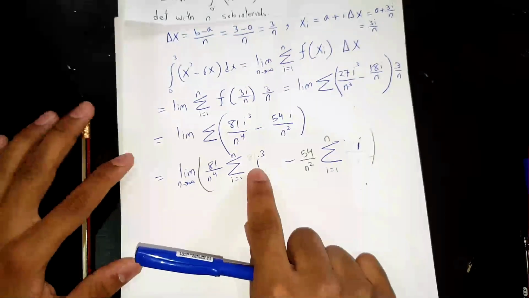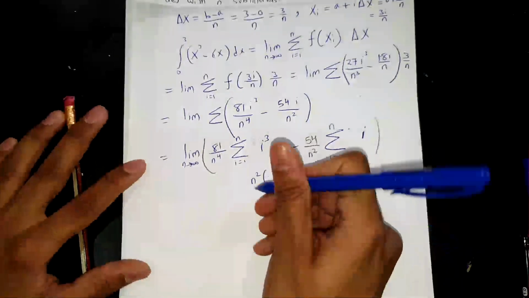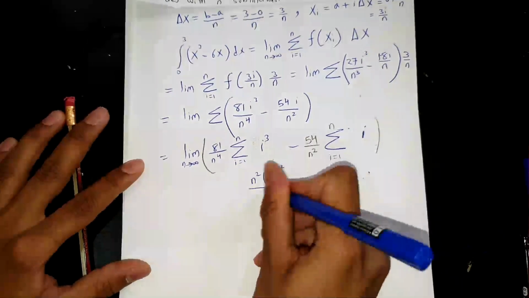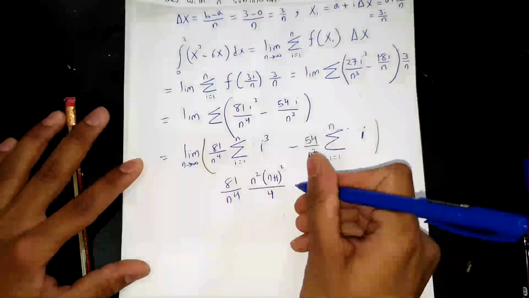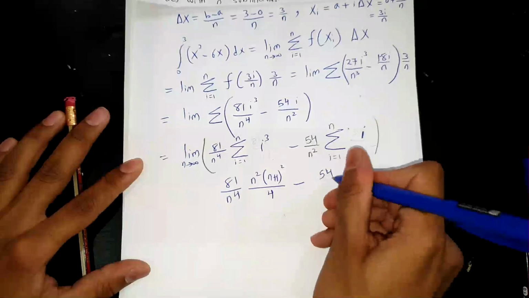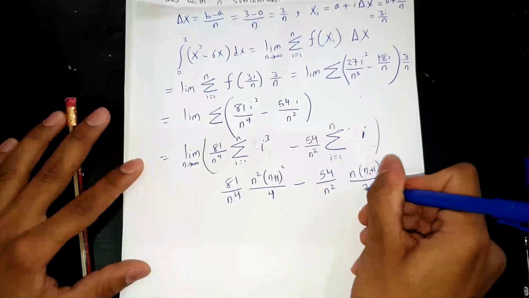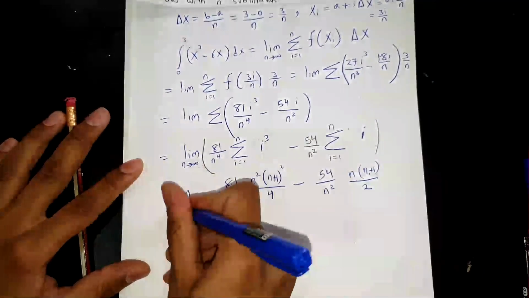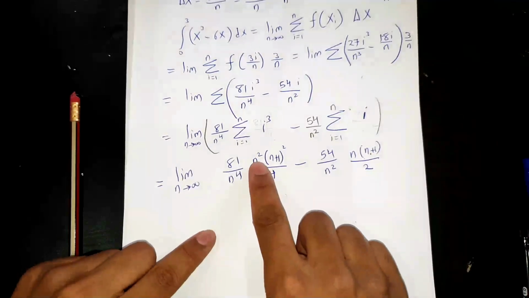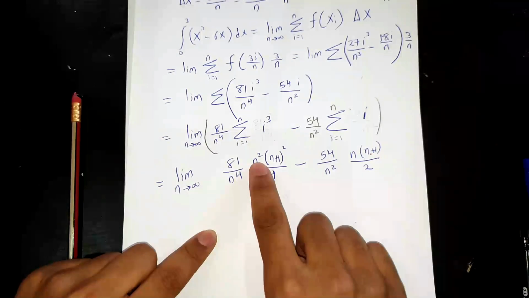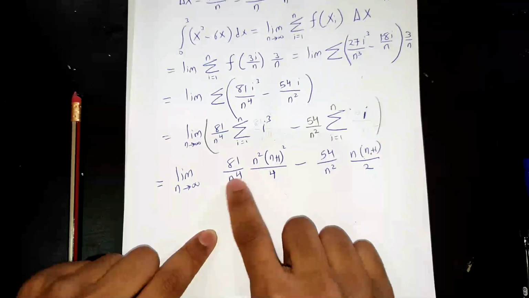Now, summation of i cubed, it has a formula, right? Which was what? n squared times n plus 1 squared, check this in the note, over 4. Do not forget 81 over n to the power 4. Minus 54 over n squared. Summation of i is n times n plus 1 over 2. And that's it. This is the limit when n goes to infinity. Either you simplify or you can see this. This is a polynomial of degree what? n squared times, if you expand this, you will get n to the power 4. So this is a polynomial of degree 4, and this is a polynomial of degree 4.